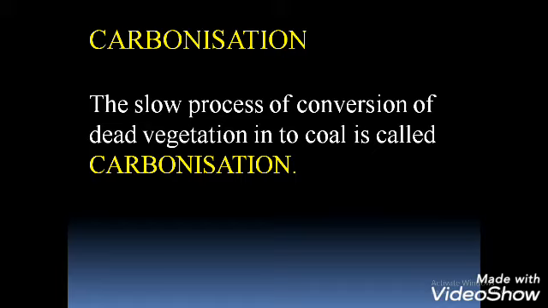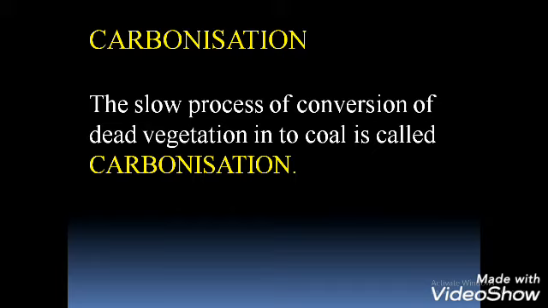This forest got buried under the soil. So at the high temperature, what happened? Under high temperature and high pressure, these dead plants, dead vegetation, slowly converted into what? Yes, coal. So this slow process of conversion of dead vegetation into coal is called carbonization. Since it was formed from the remains of vegetation, coal is also called a fossil fuel.